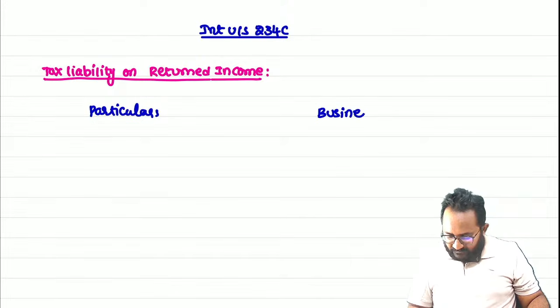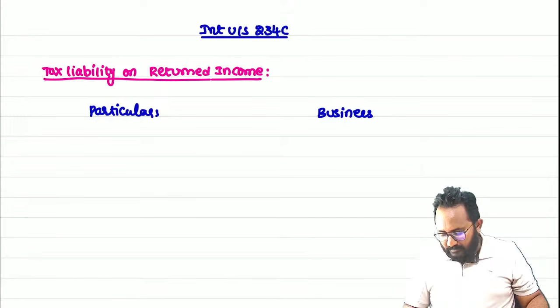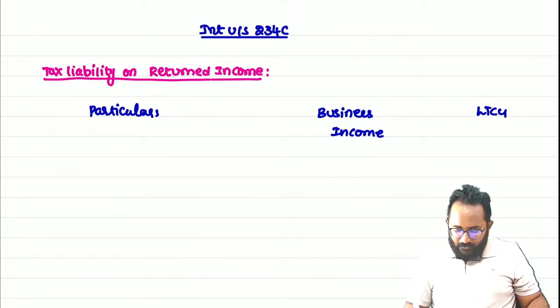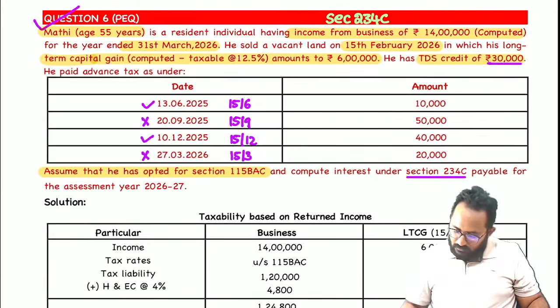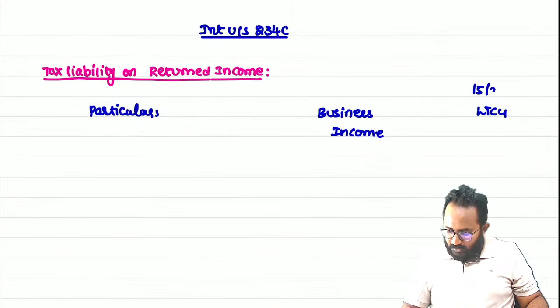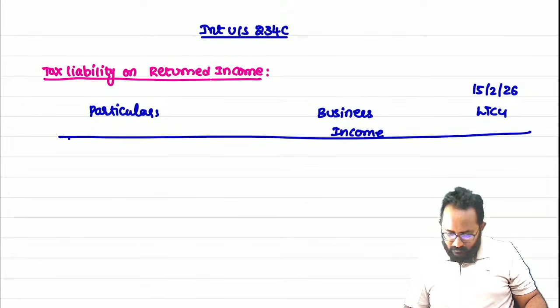One is business income. Another one is what? Capital gain income. That is long-term capital gain. Can you tell me, the long-term capital gain arises on 15th February 2026. Ma, understood?